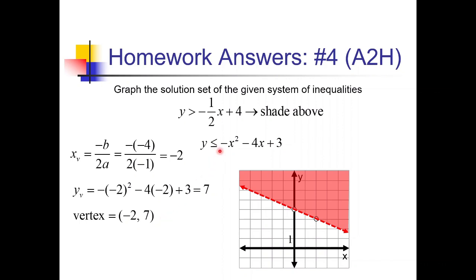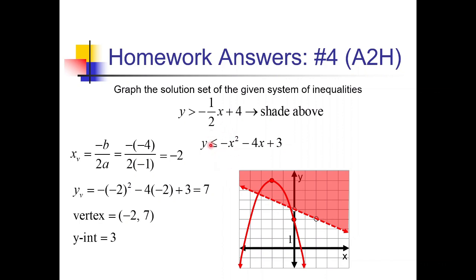Now because there's an equals under this inequality, we're going to use a solid dot at that vertex and all the other points that we do for this particular inequality. So we've got negative 2 comma 1, 2, 3, 4, 5, 6, 7 right up there. There we go. And let me get the y-intercept as well. That's going to be 3. So that's right here. And symmetry allows us to get a third point over here. And there's our parabola.